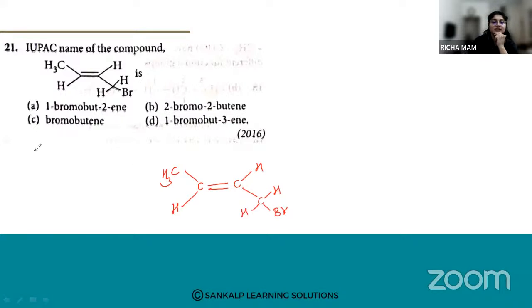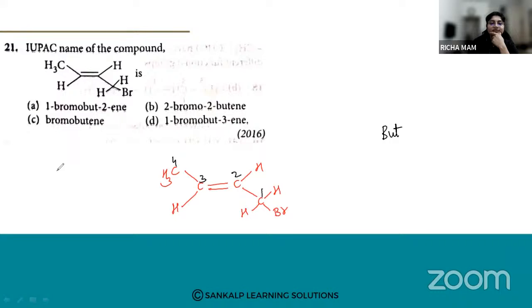First, you have to select the longest chain. If I see, here 1, 2, 3, 4, right? So I will start from here: 1, 2, 3, and 4. So this is the longest chain. So this is but-, because 4 carbon atoms are there.